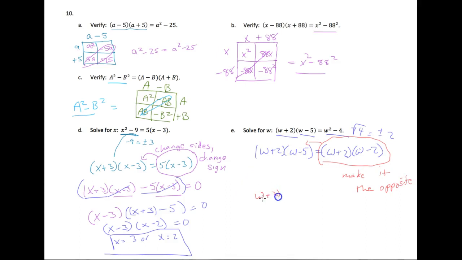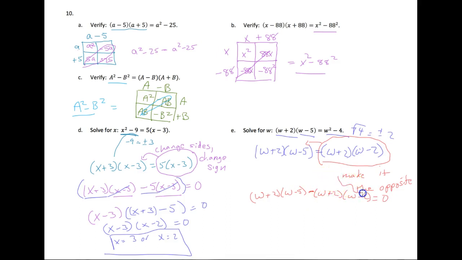W plus 2 times w minus 5 minus, as I just said, I was going to make the opposite, so we're trying to get rid of that equal sign. And then we're going to go ahead and say w plus 2 times w minus 2. Boom. Equals 0. Okay, we got it.